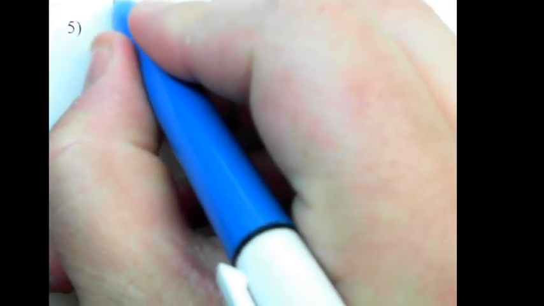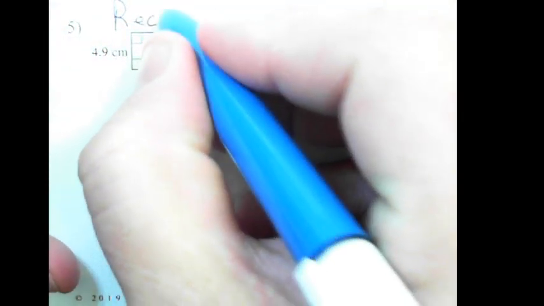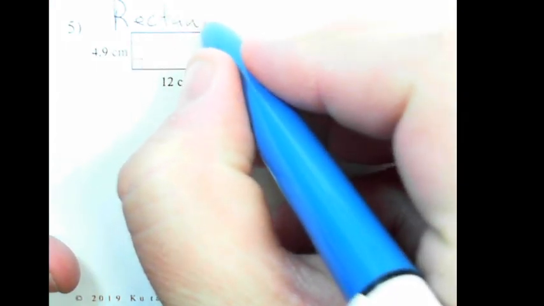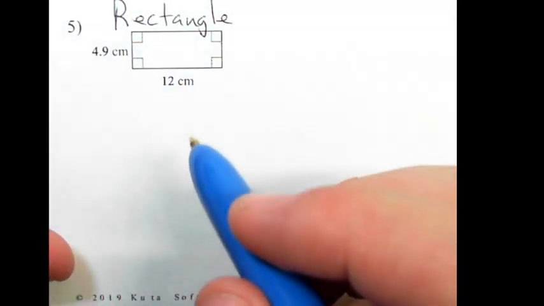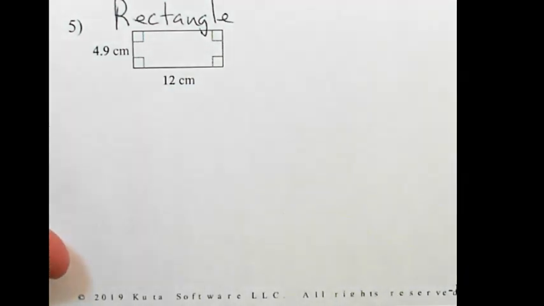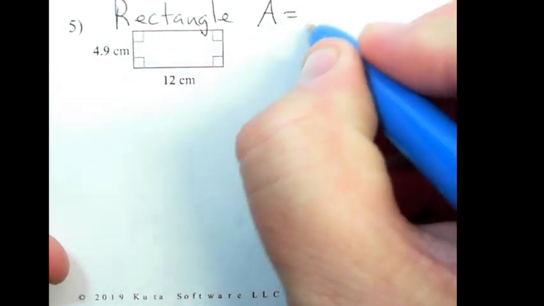Alright, so we have a rectangle here, which is a parallelogram, because it has two pairs of parallel sides, but because it has 90-degree angles in all four angles, then we call it a rectangle. Anyways, the area for a rectangle is just going to be the length times the width. So we'll call this the length, and we can call this the width.